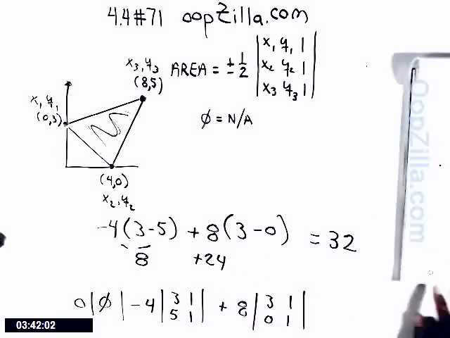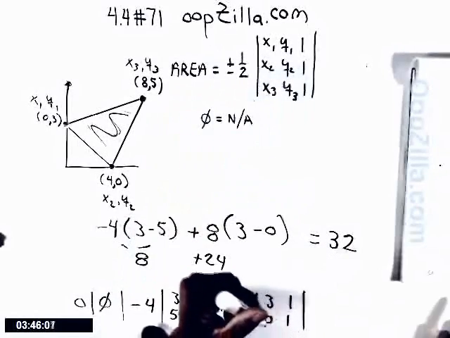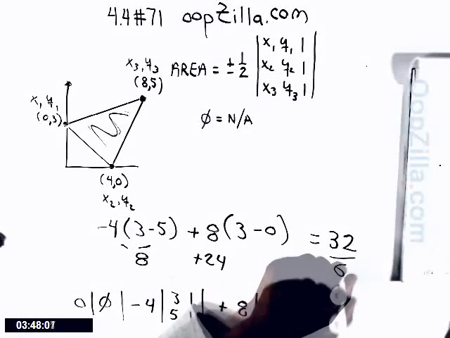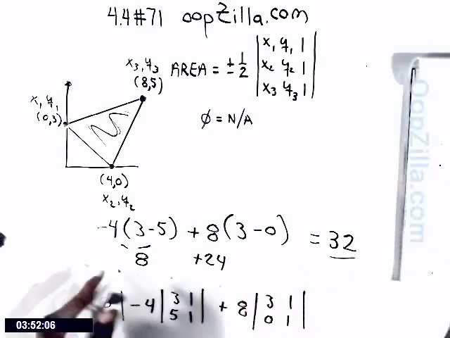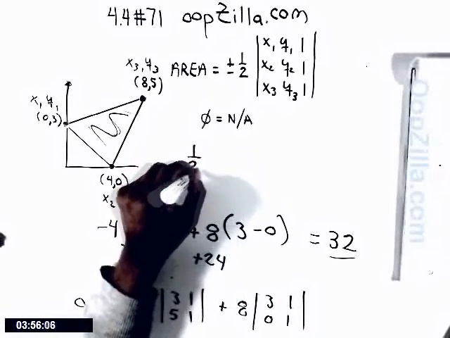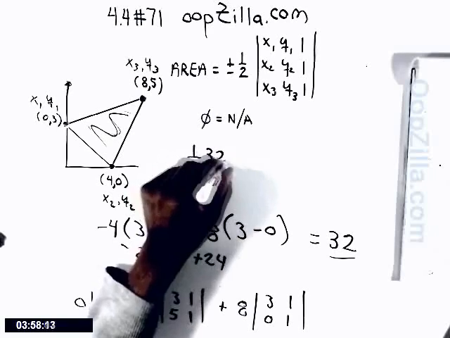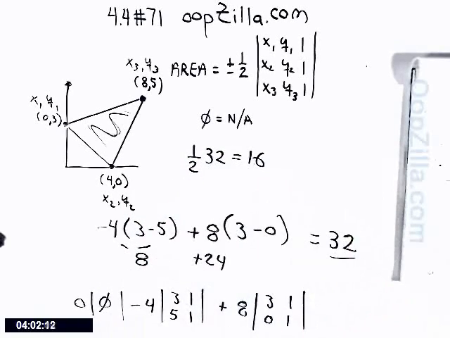But 32 isn't the area. Remember, we have to multiply times a 1/2. So now I'm going to divide by 2, that's by multiplying by 1/2. Actually, let me do this right. Let me say I'm going to take my 1/2 and multiply times 32. And then I'm going to get 16. And that is the answer right there, 16, for the area.